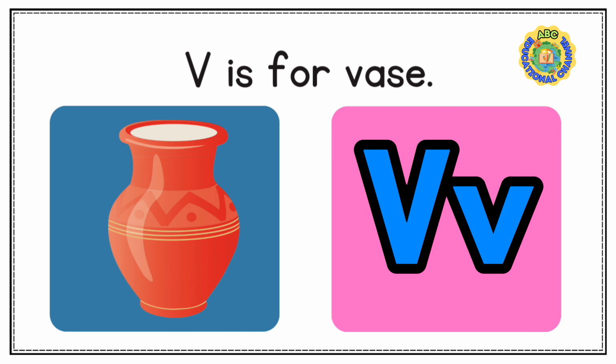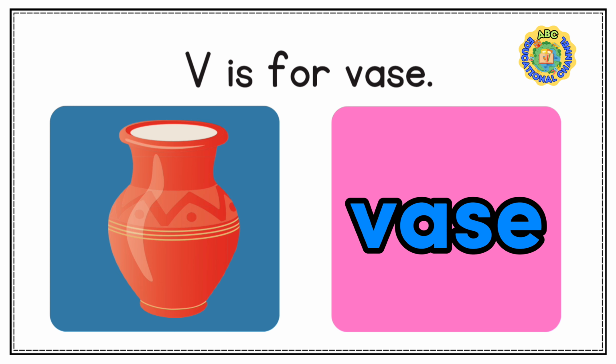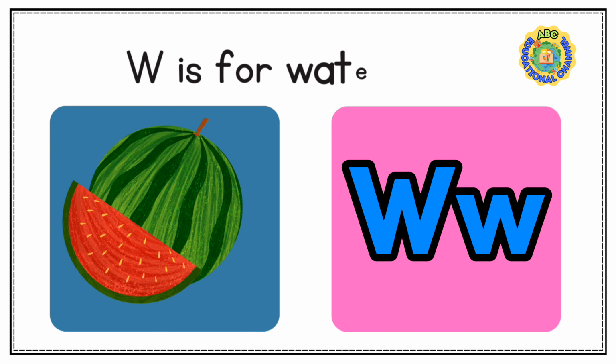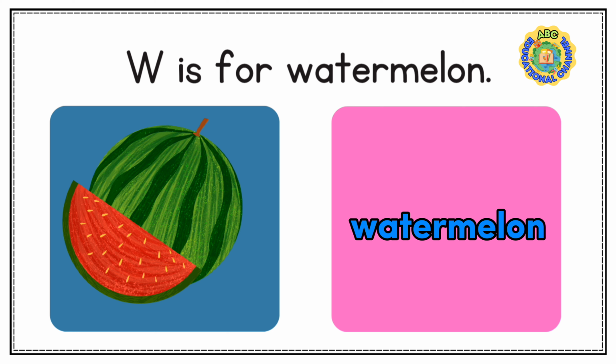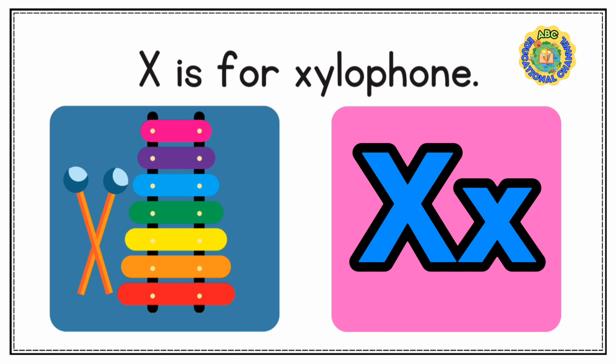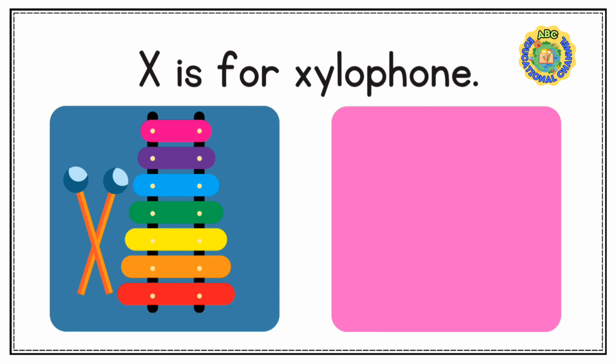V is for vase. Vase. W is for watermelon. Watermelon. X is for xylophone. Xylophone.